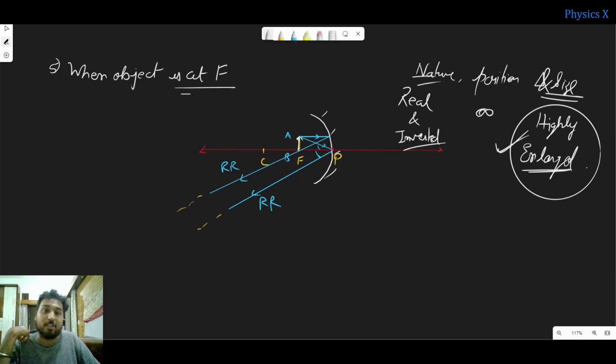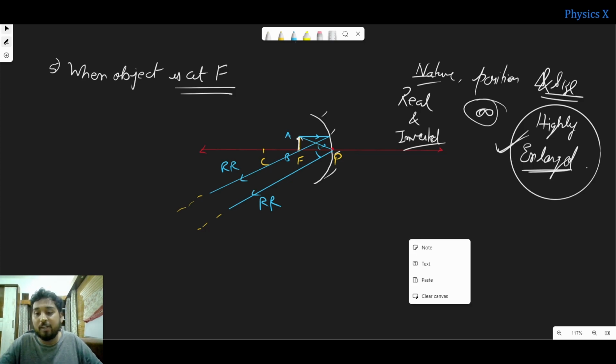So you can see the contradiction: when the object was at infinity, the image was at F and highly diminished, and now when the object is at F, the image is at infinity and highly enlarged. That is what I was telling you, that as the distance of the object from the pole of the mirror decreases, the size of the image formed increases. Okay, so this is your fifth case.